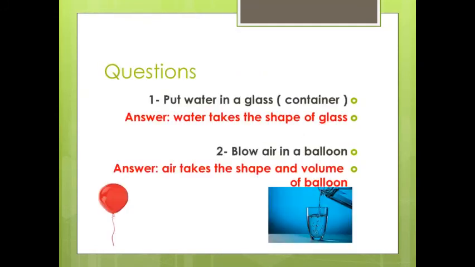We have some questions that we have to know. Let us start with: what happens when you put water in a glass or container? Water takes the shape of the glass. Why? Because water is a liquid state. Two: blow air in a balloon. What happens? Air takes the shape and volume of the balloon. Why? Because air is a gaseous matter. And we know that gaseous matter takes the shape and volume of the container.